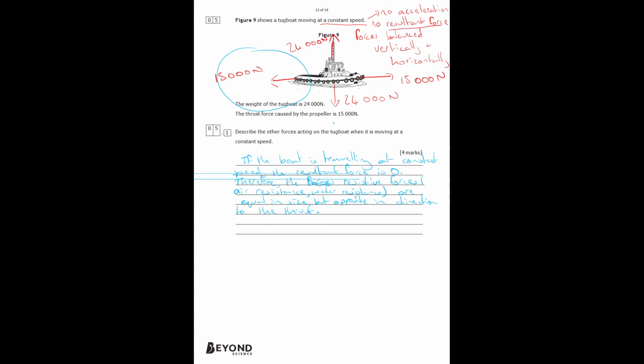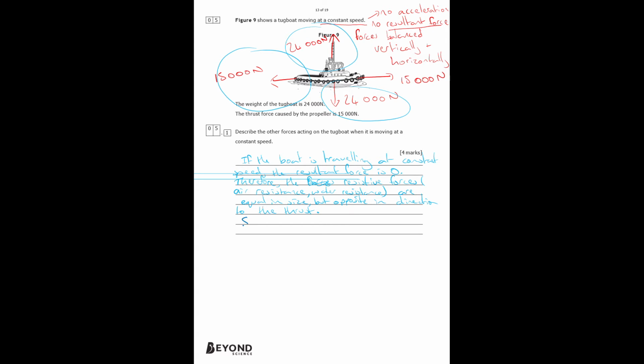We've talked about that. Now, we were also told about the weight of the tugboat being 24,000 newtons. The final force we need to talk about is the one going up. So what supports a boat that's floating in water? Well, a boat floating in water is supported by upthrust. Again, this boat isn't accelerating up or down, it's floating. Therefore, that upthrust must balance the weight of the boat. They must be the same size.